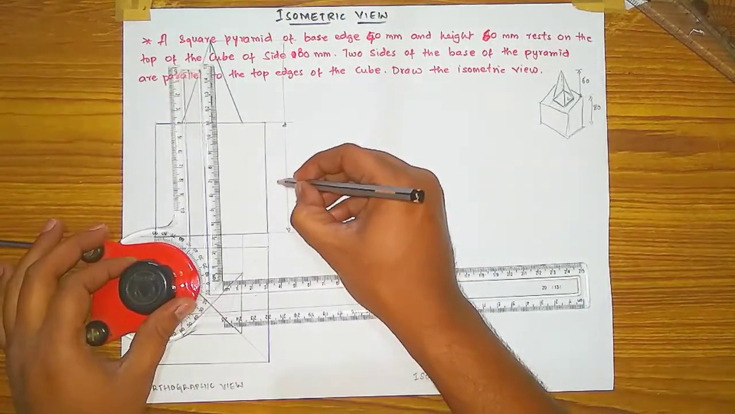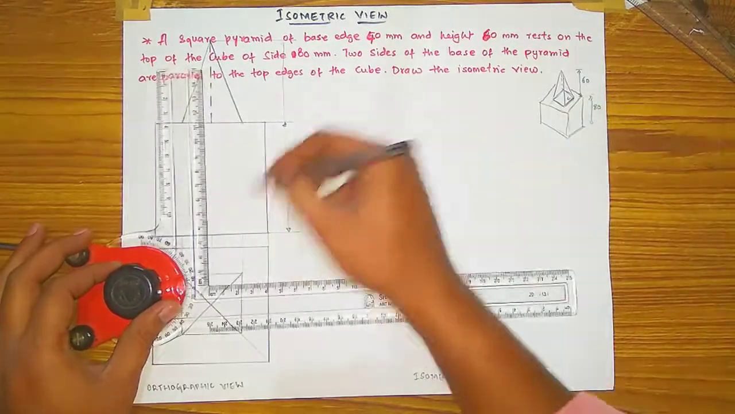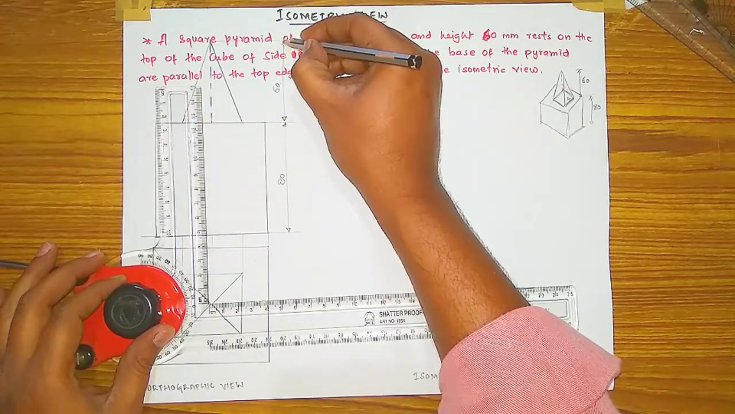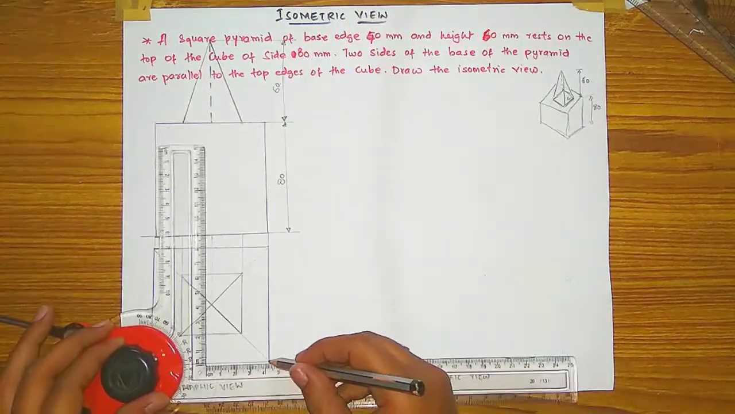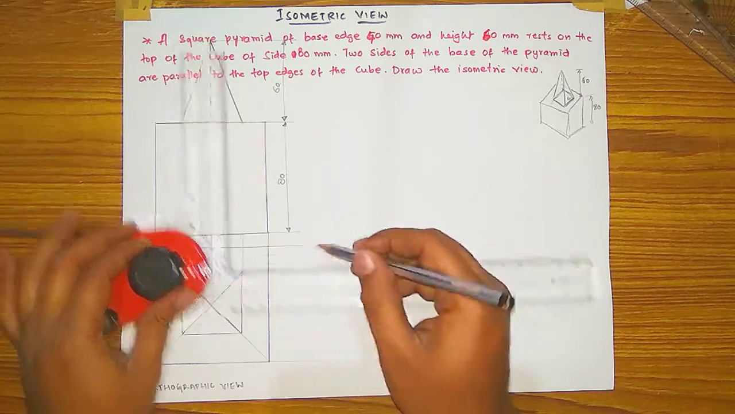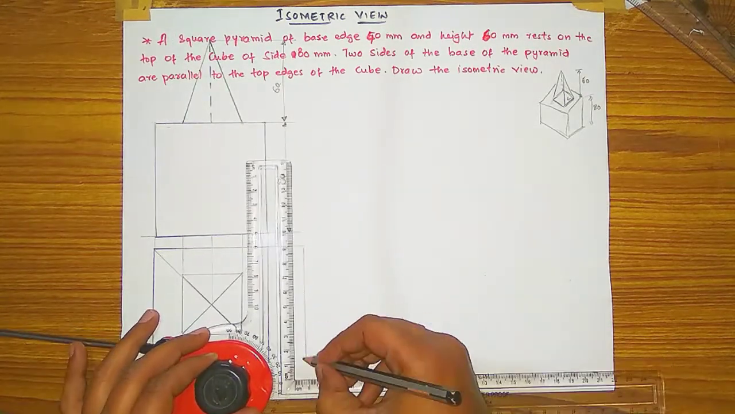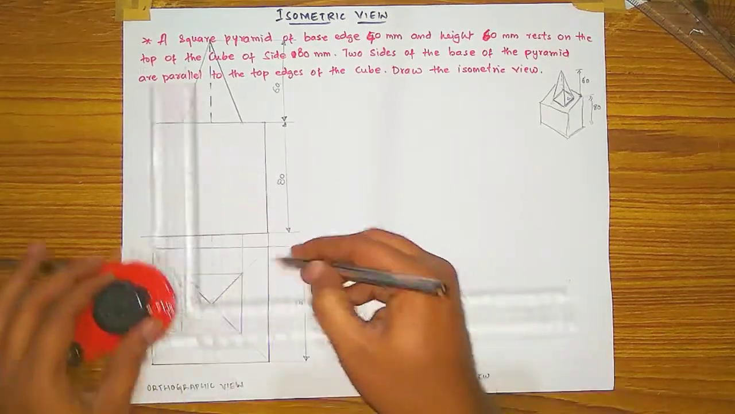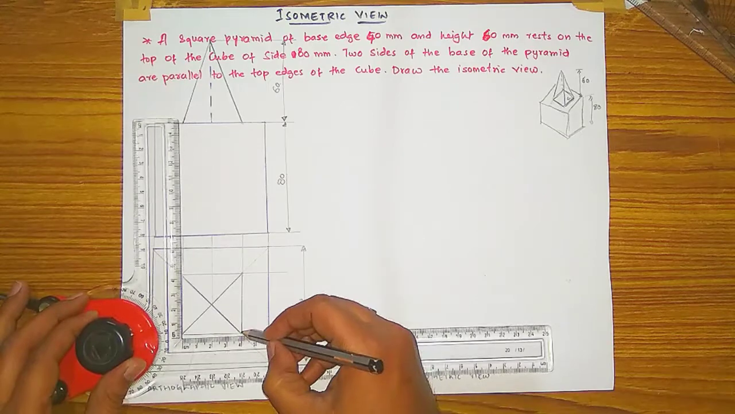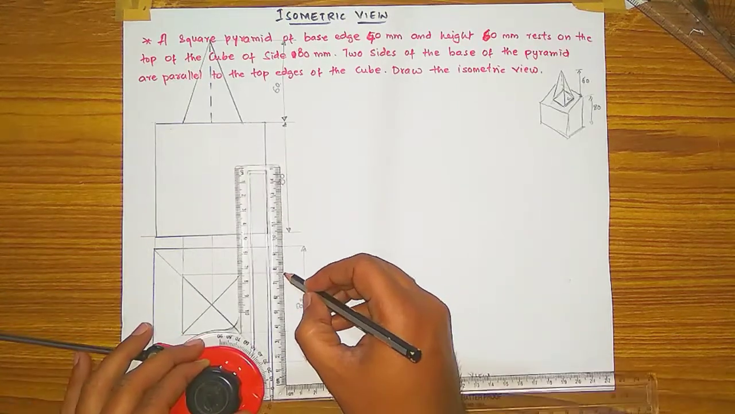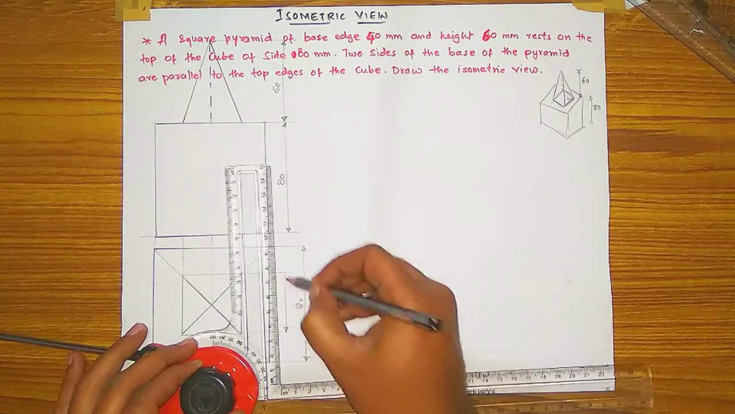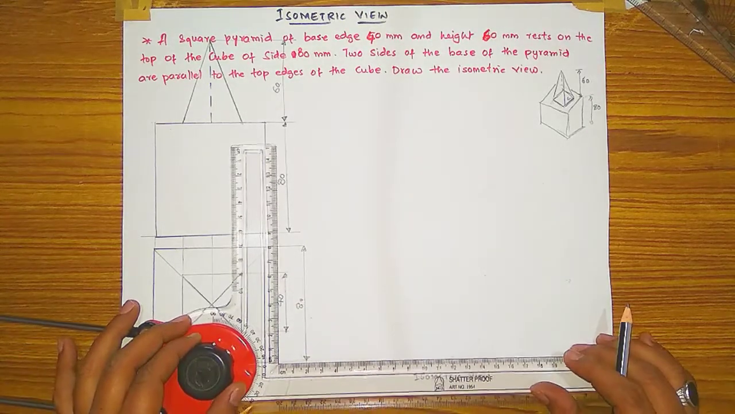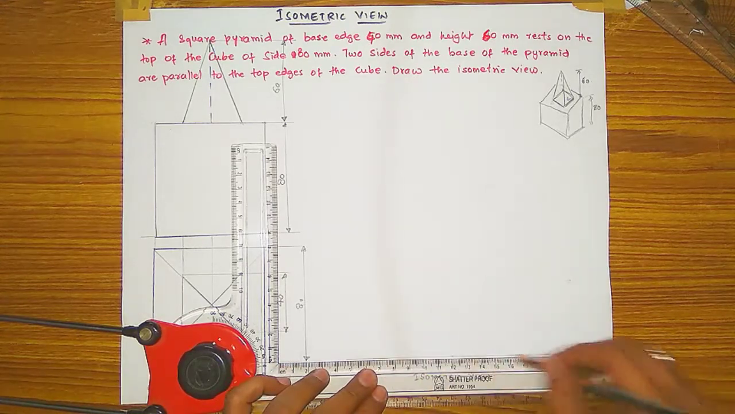And this is an 80 mm cube, and the pyramid height is 60 mm. You have to do the arrow marks also. The cube is 80 mm only, and this square pyramid from the top view is 40 mm.